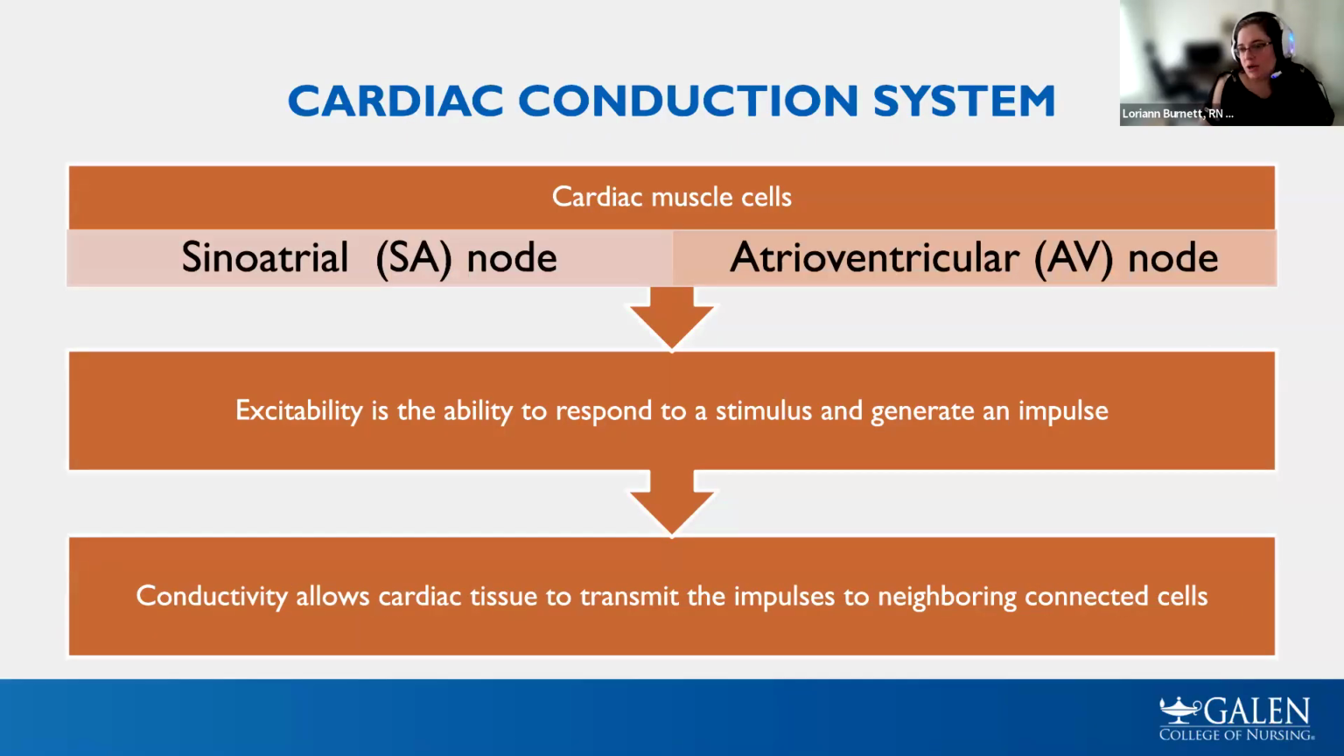All right, so now we get to talk about the fun stuff. We get to talk about the electrical activity of the heart. So electrical activity of the heart is going to move from the SA node to the AV node to the Purkinje fibers. And the excitability is how good the cells are at responding to the electricity, and the conductivity allows the heart cells to actually transport that electrical activity.